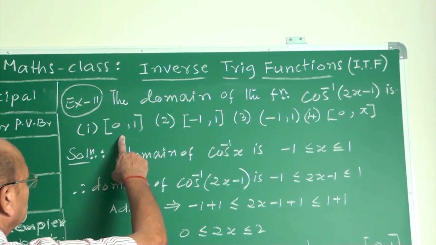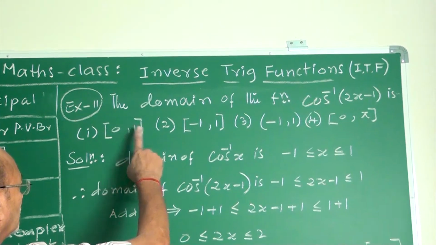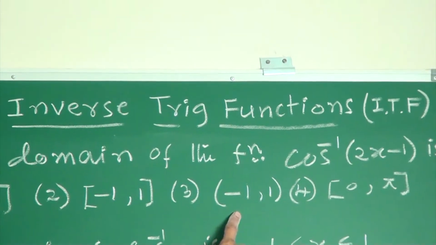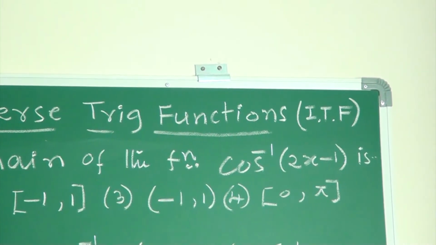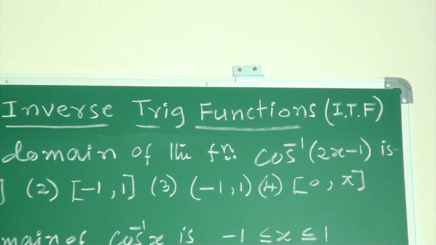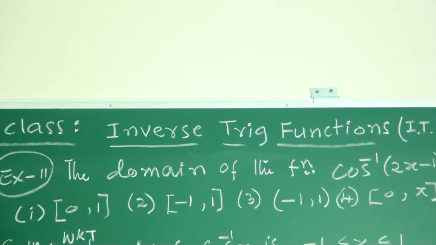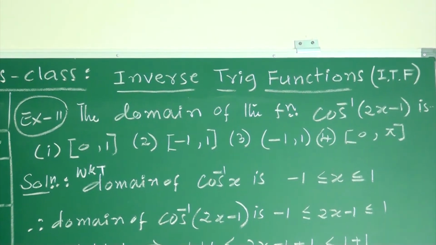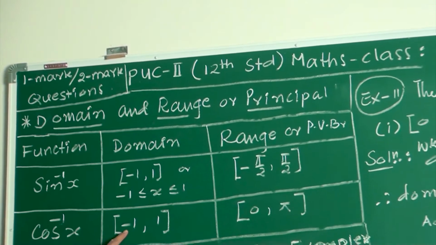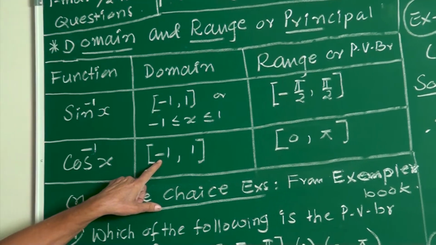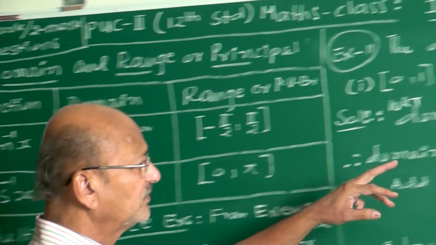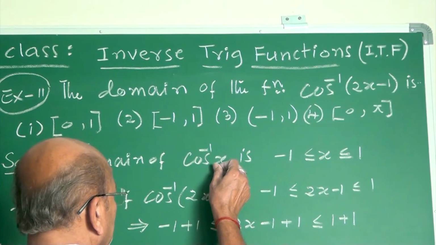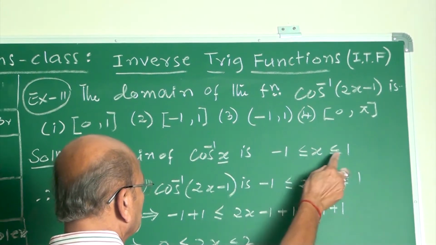These are the four options given: 0 to 1, closed interval; minus 1 to plus 1, closed interval; open interval minus 1 to plus 1; closed interval 0 to 1. Yes, my friends, we know that the domain of cos inverse x is minus 1 to plus 1, or your x lies between minus 1 and plus 1.